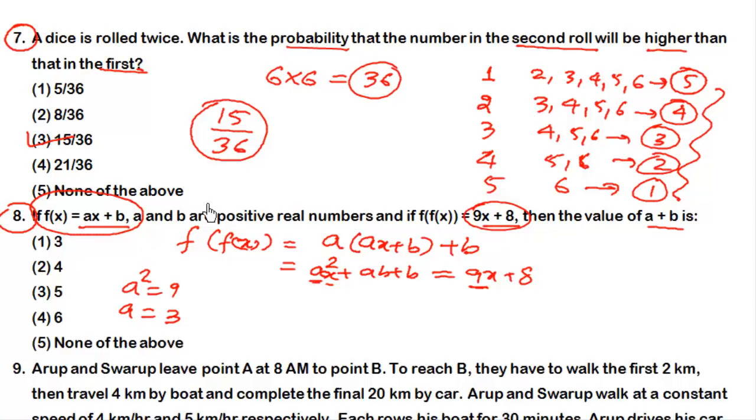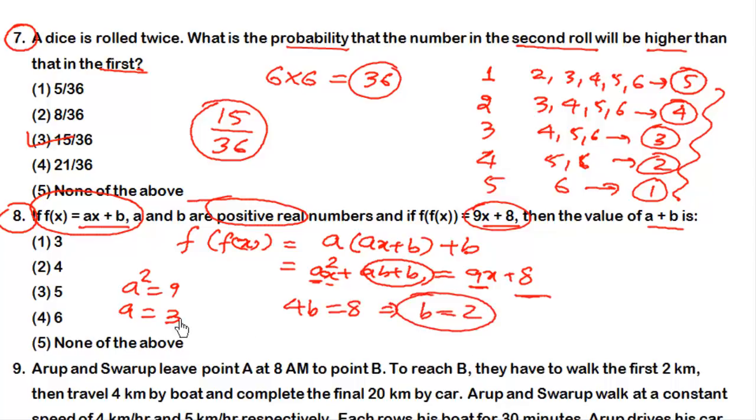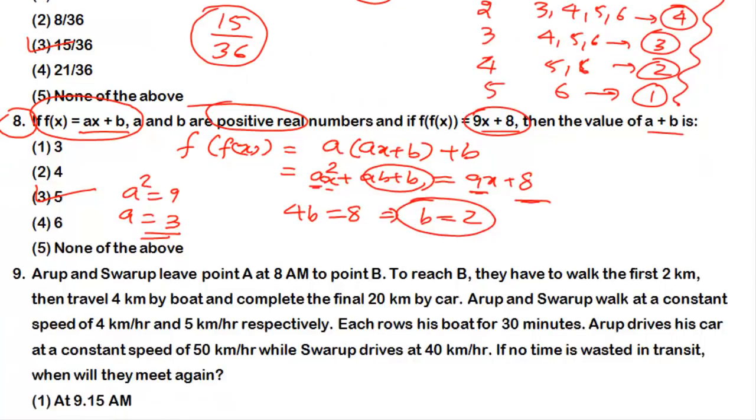I'm not taking negative because both are positive real numbers, and definitely this much portion has to be 8. So if a is 3, then ab plus b would be equal to 4b, and that is equal to 8, which gives me the value of b to be 2. So we have got b to be 2 and a to be 3, so 3 plus 2 is 5. Very simple, very easy questions. They have to be solved, right? Now let's move to the next question.